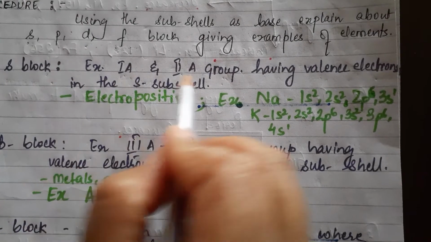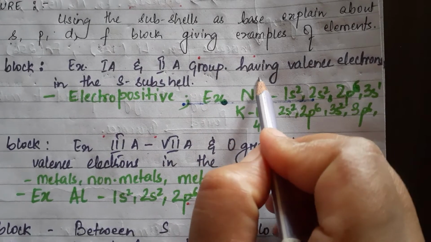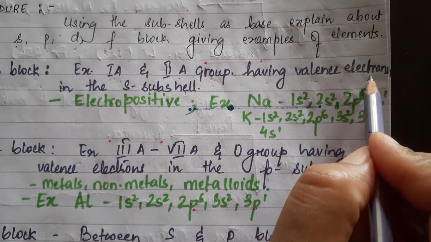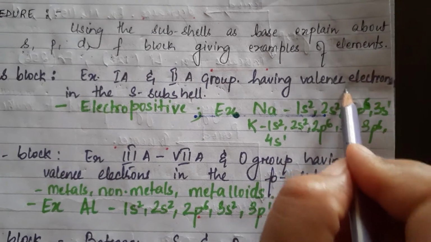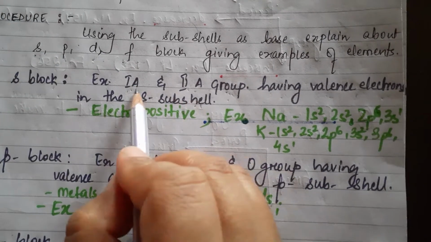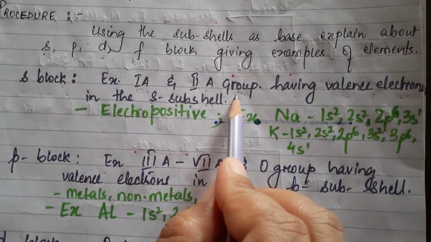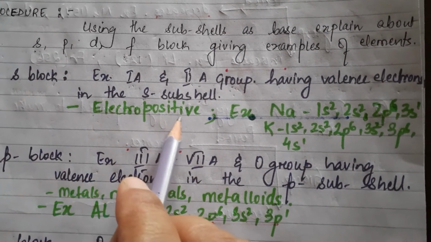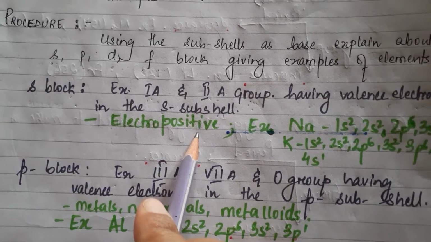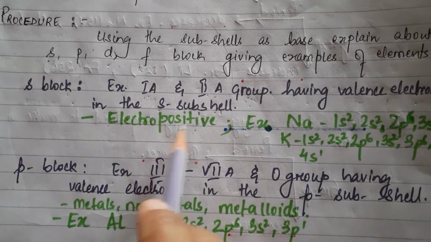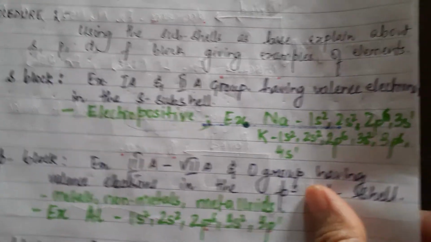What is S block? 1A and 2A groups are known as the S block, and in this S block which elements are there? Elements having the valence electron. Valence electrons are the electrons present in the outermost shell. So if these electrons are filled in the S subshell, then the elements come under the S block. The property of the elements in the S block is that they are electropositive. Electropositive means they readily give away one valence electron to fulfill the octet or the duplet state, and while giving away the electron they become a positive ion. They gain the charge of a positive ion.